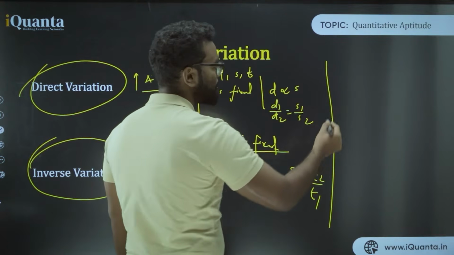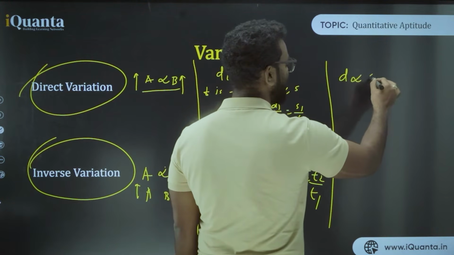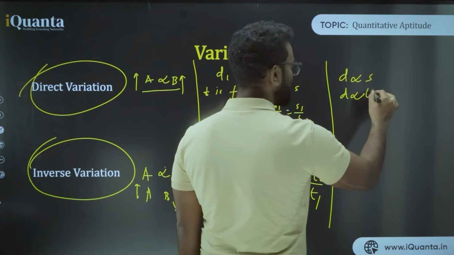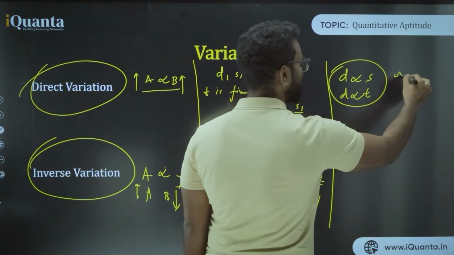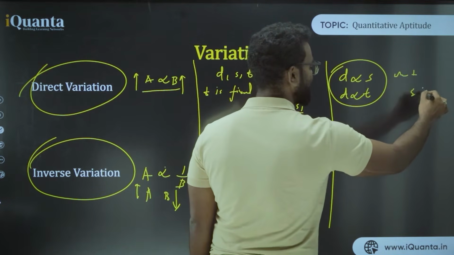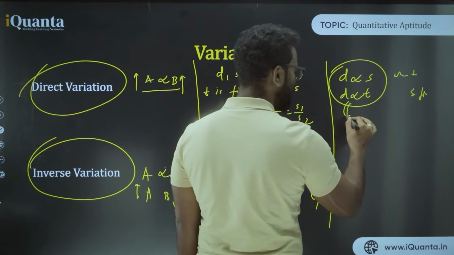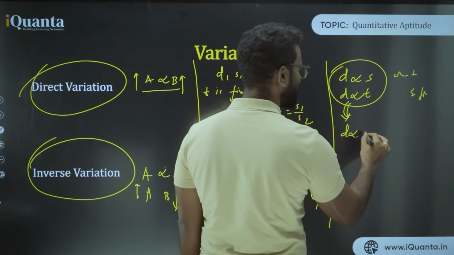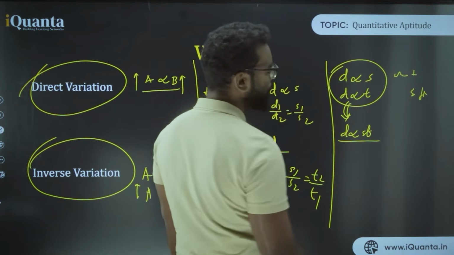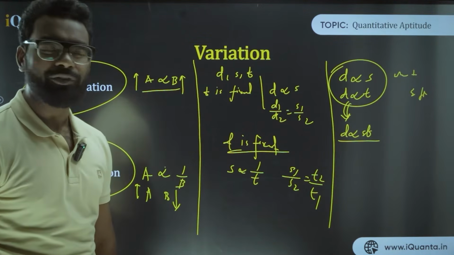Now think about something like this. Let's say D is directly proportional to S and D is directly proportional to T, when T is fixed and when S is fixed. So by these two things I can write D is directly proportional to ST. This is called compound variation.